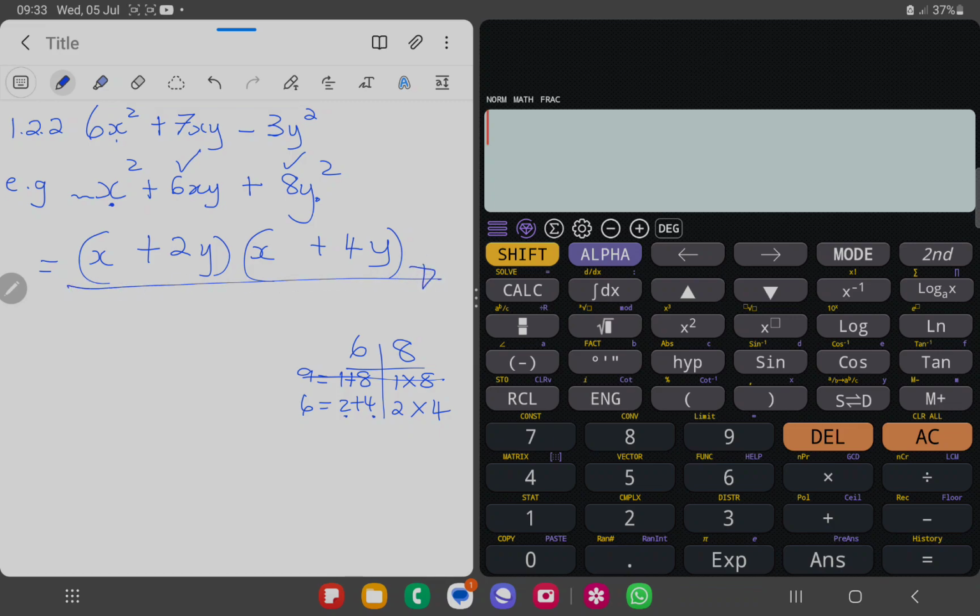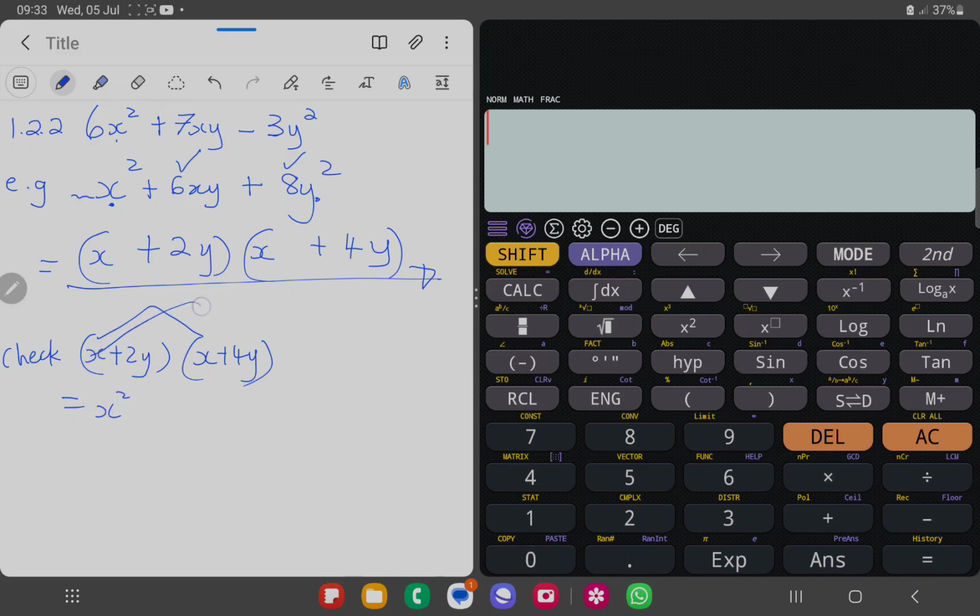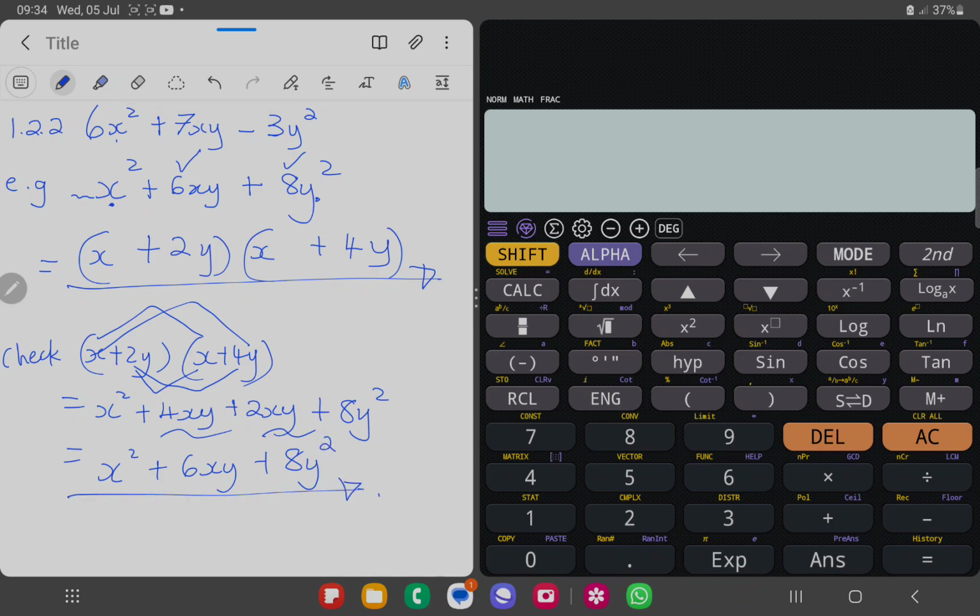Then if you want to check if your answers are correct, you can do the check by foiling out x plus 2y into x plus 4y. Let me clean this one so that the space is available. What is x times x? It's x squared. What is x times 4y? It's positive 4xy. What is 2y times x? It's positive 2xy. And what is positive 2y times 4y? It's positive 8y squared. Then we add these like terms. It gives us x squared plus 6xy, and the 8y squared remains the same. Okay, that's it for the example.